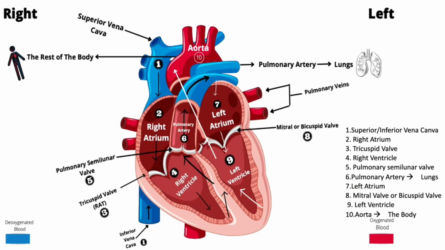From the veins, it goes into the left atrium to the bicuspid or the mitral valve. From there, the left ventricle. Then it goes into the aorta. To the aorta, it goes into the tissues and to the rest of the body.